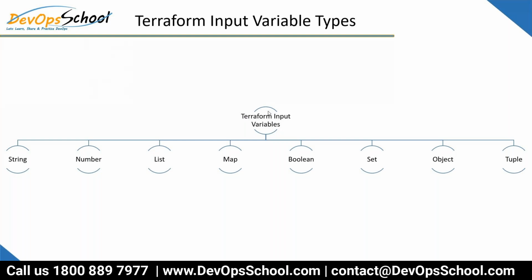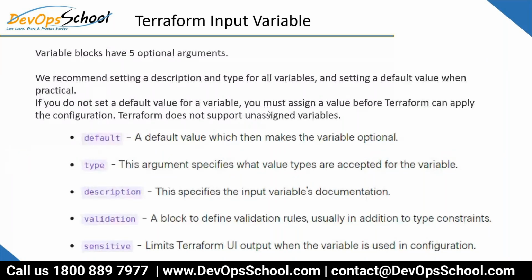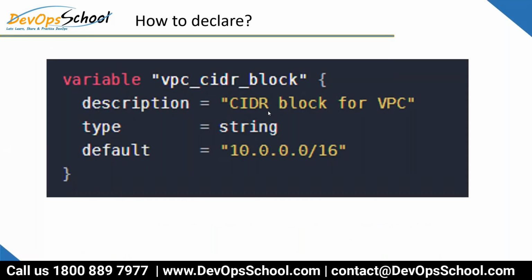If you know string, number, list, map, and boolean, at least those five, that is more than sufficient for the time being. But you should explore more into set, object, and tuple also. So these are the types of variables. Now, guys, I'm going to tell you how we declare the variable in a Terraform file. I repeat, a Terraform file.